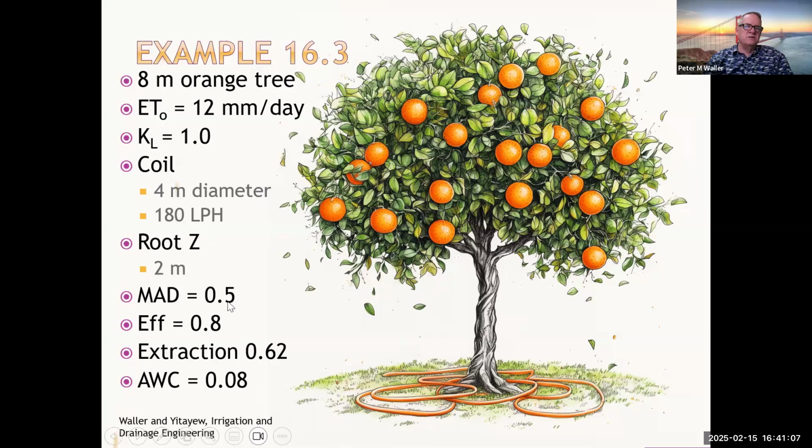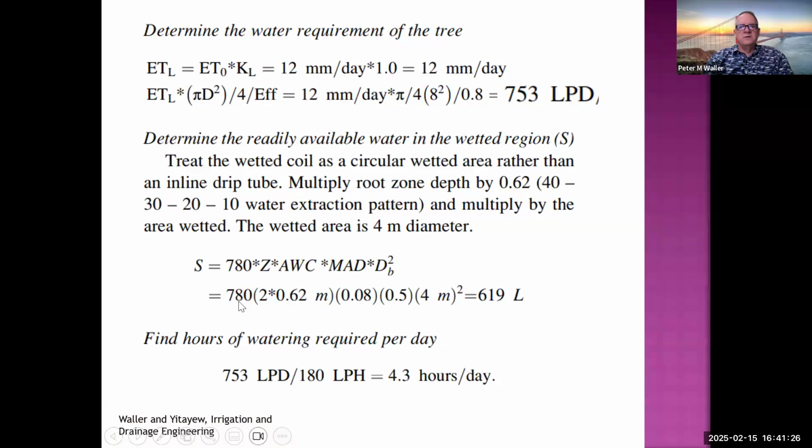The root zone is 2 meters, MAD is 0.5, efficiency is 0.8. In this case, we're not utilizing the entire root zone, so we're only using 62% because of the 40-30-20-10 rule. And then the AWC is 0.08. So the book actually has this number wrong. It should be 753 liters per day. So you can go through this if you want. This includes the irrigation efficiency.